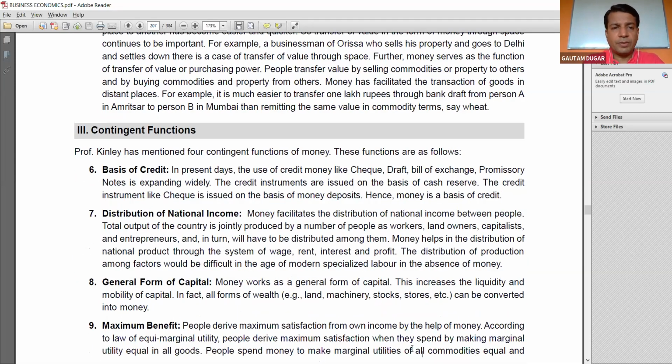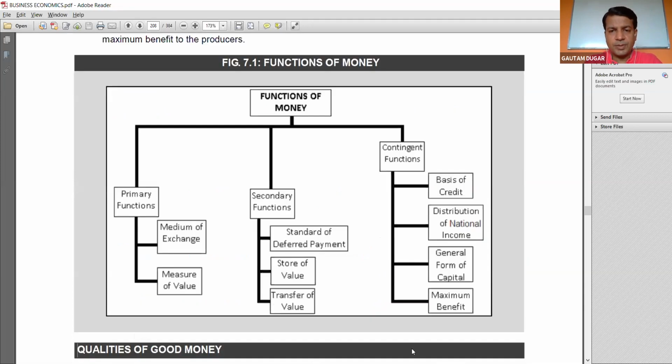Contingent functions, I'm not going through. You can just go through these portions.